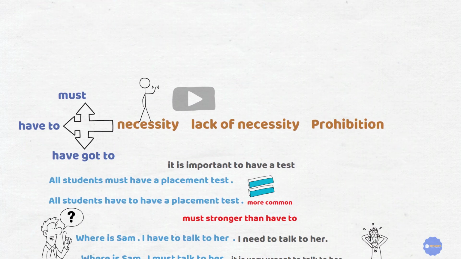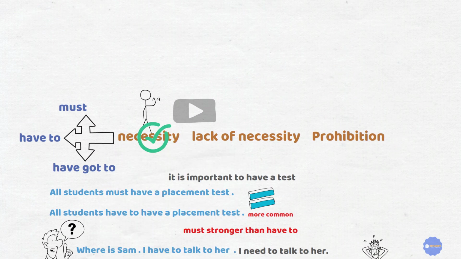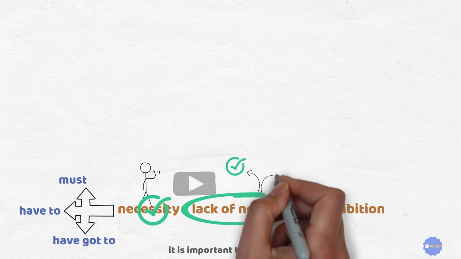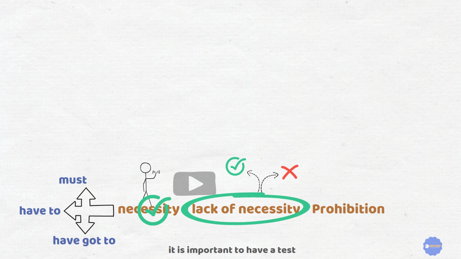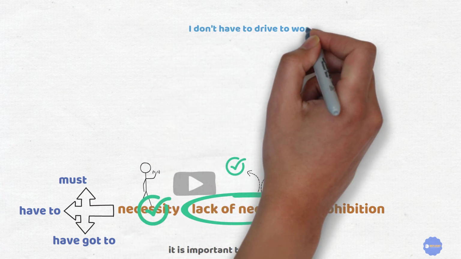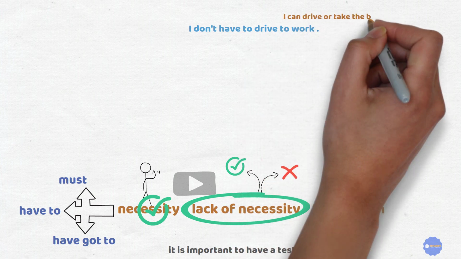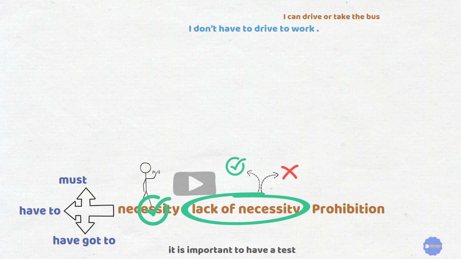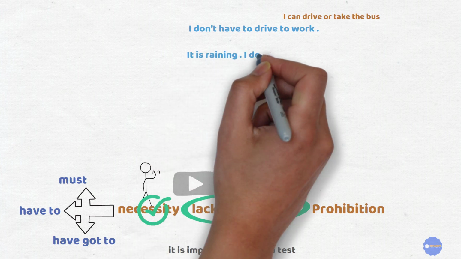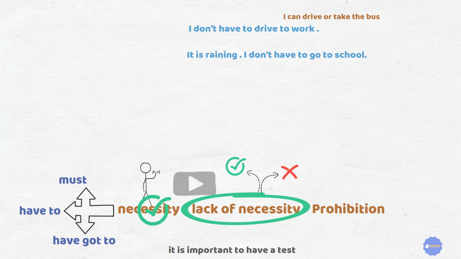We finished with how to express necessity. Now, how to express lack of necessity. But first, what do we mean by lack of necessity? Lack of necessity means that it is optional. I can do it or not do it. For example, when I say, I don't have to drive to work, it means that it is optional for me to drive to work or to take the bus. Another example, we can say, it's raining, I don't have to go to school. So here, going to school is not important. I can go to school or not go to school.